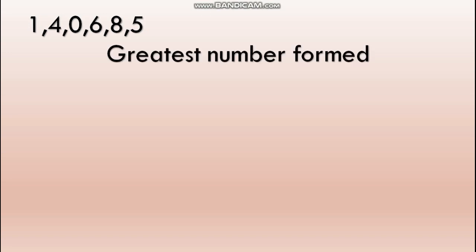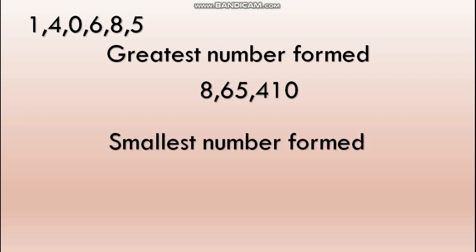To form the greatest number, you are going to use the same method. From the largest digit to the smallest digit in decreasing order. So the greatest number formed will be 8, 6, 5, 4, 1, 0. Hope this is clear. Let's form the smallest number.